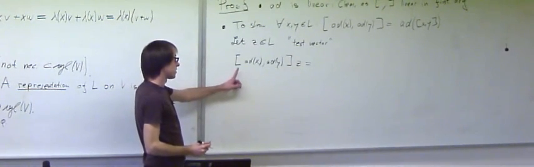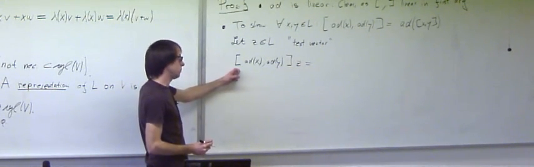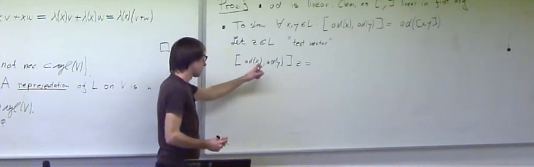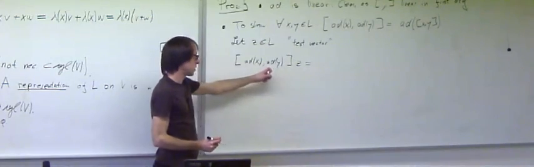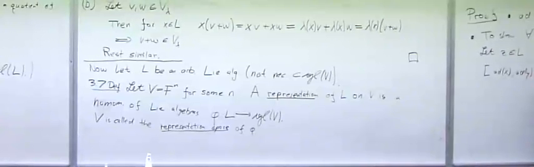So here, this is the bracket in gl(V). So this is the bracket in a matrix Lie algebra. This is just first argument times second argument minus second argument times first argument. So let's just write it down. ad x ad y z minus ad y ad x z, right?